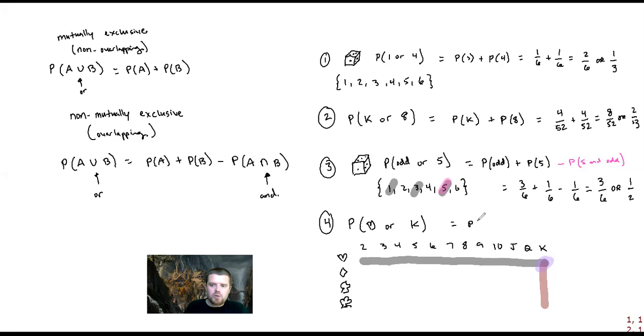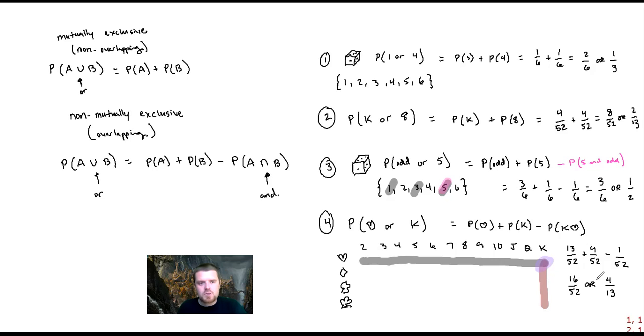So this is the probability of a heart plus the probability of a king minus the king of hearts, because you don't want to count it twice. So that would be 13 out of 52 plus 4 out of 52 minus the king of hearts, so you don't count it twice, 1 out of 52. That would give you a total of 16 out of 52, or if you simplify it, 4 out of 13. So pay attention to if there is some overlap, and depending on that, you'll use one or the other formula, very similar, but if there is overlap, subtract so you're not counting twice.